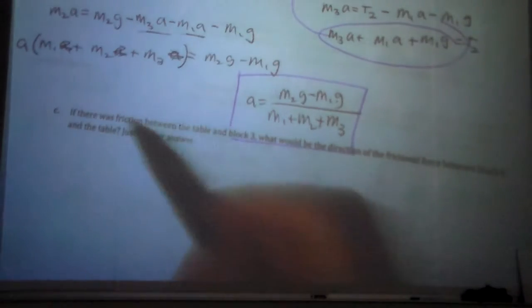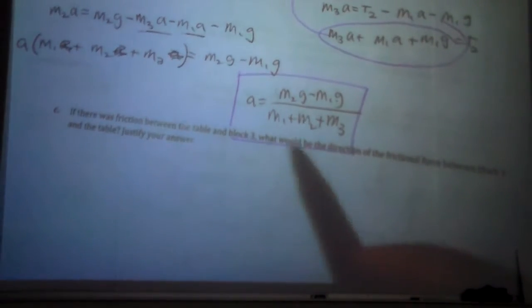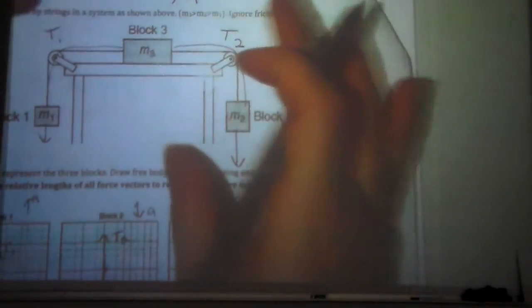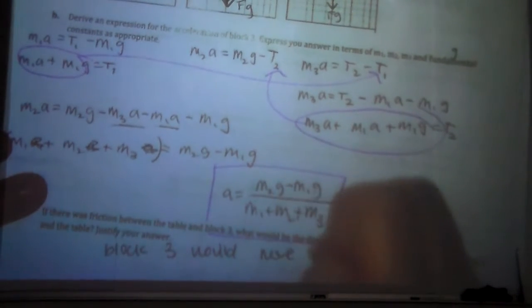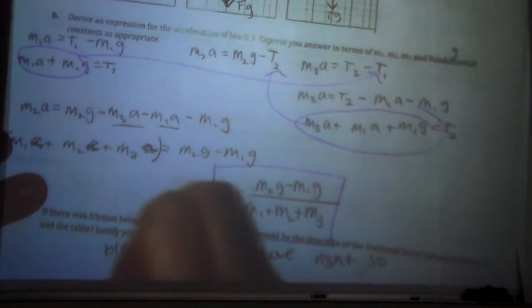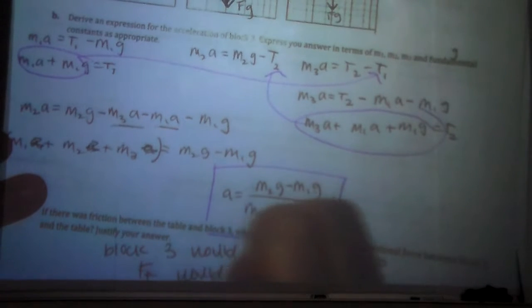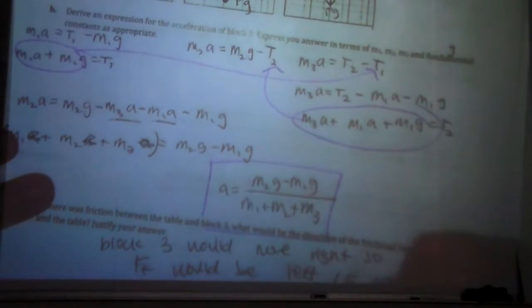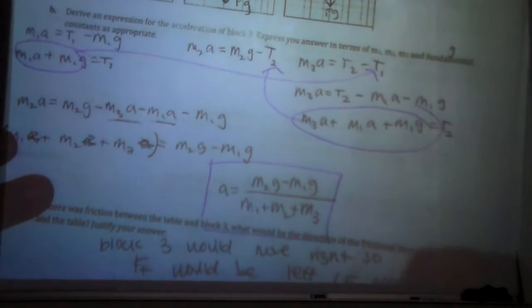Alright, if there were friction between the table and block 3, which way would the friction force point? So the block, if I had it sitting right here and I just released it from rest, the block wants to move to the right. So block 3 would move to the right. So force of friction would be to the left, because force of friction opposes motion.